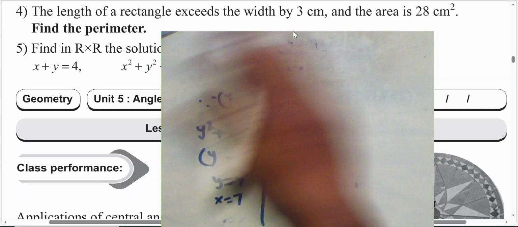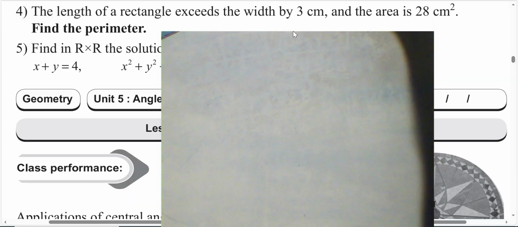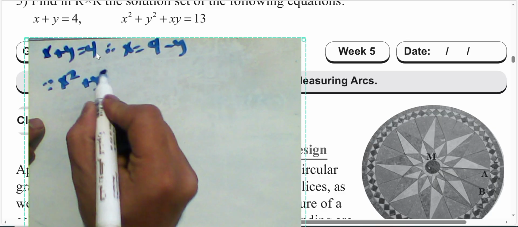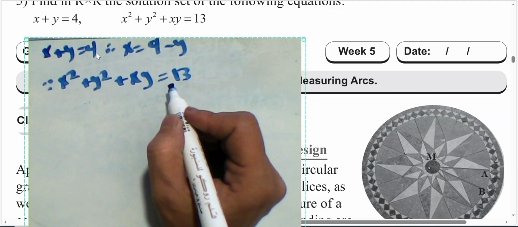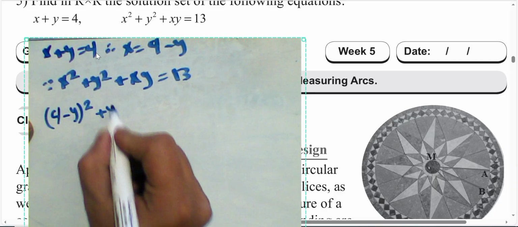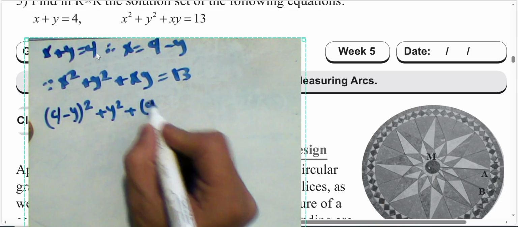It's the perimeter of the rectangle. Next question: find the R by R solution set of the equation also. We have x plus y equal 4, so the value of x equal 4 minus y, such that we have x power 2 plus y power 2 plus x times y equal 13. Put the value of x equal 4 minus y: 4 minus y whole power 2 plus y power 2 plus 4 minus y, product by y is 13.